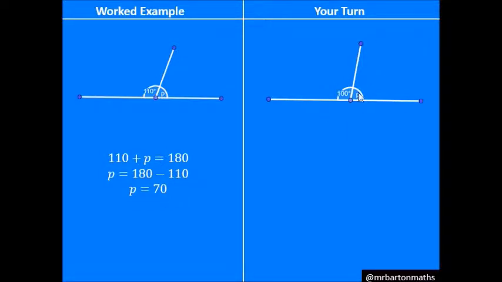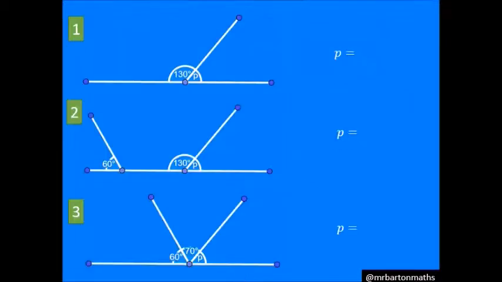Your turn. Have a go at finding the value of P. Pause now to have a go. So we have 100 plus P equals 180. I can take 100 away from both sides of my equation to end up with P equals 80 degrees in this case. Alright, so they do get more tricky. Have a go at these three. I'll give you the answers in a moment. Pause now.